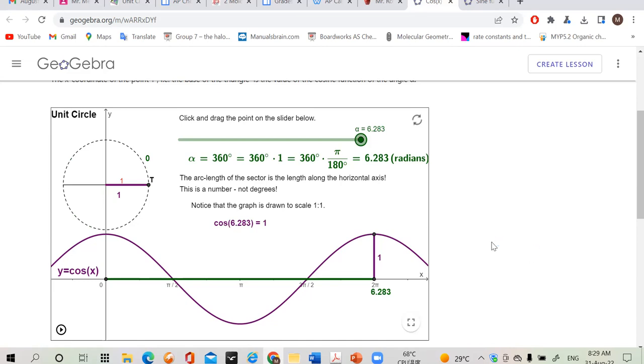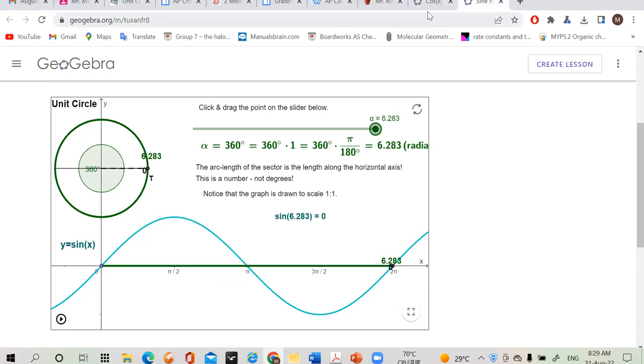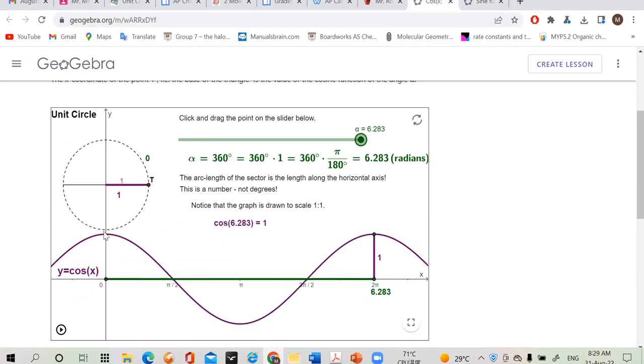So the cosine and sine waves are very identical to each other. They're just shifted, right? So the sine here would have started at 0, and then the cosine started at 1 when you're at 0 degrees for both.